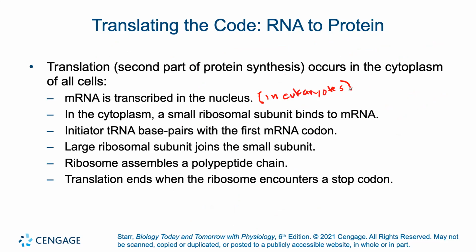In the cytoplasm, the small ribosomal subunit binds to messenger RNA. Initiator transfer RNA uses its anticodon to pair with the first messenger RNA codon. The large ribosomal subunit then slaps onto that assembly, and then the ribosome slides down the message one codon at a time, incorporating the appropriate transfer RNA with its amino acid attached into the growing protein. And this ends when we get to a stop codon, right?